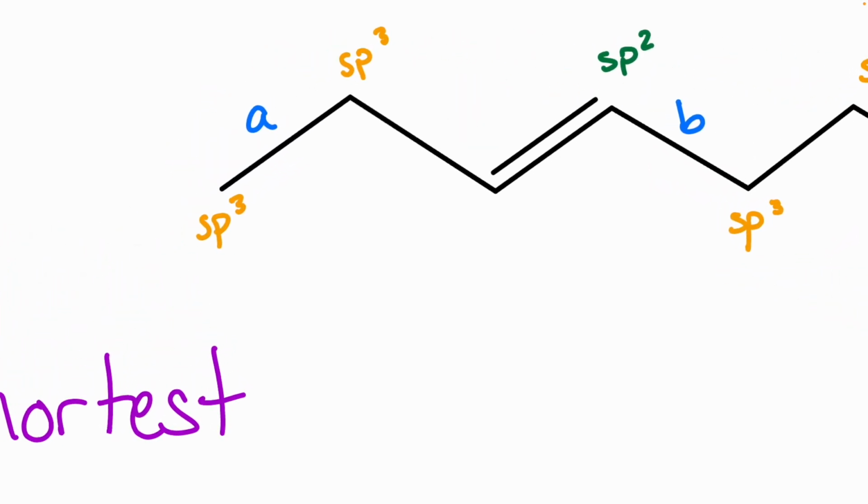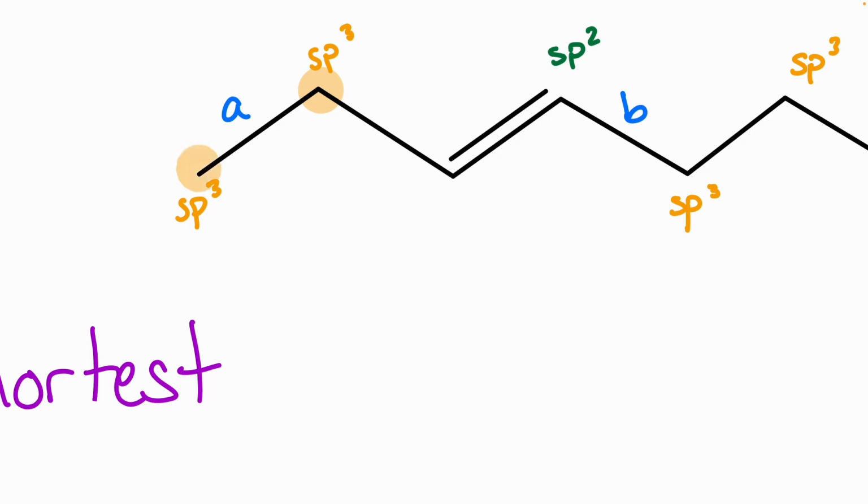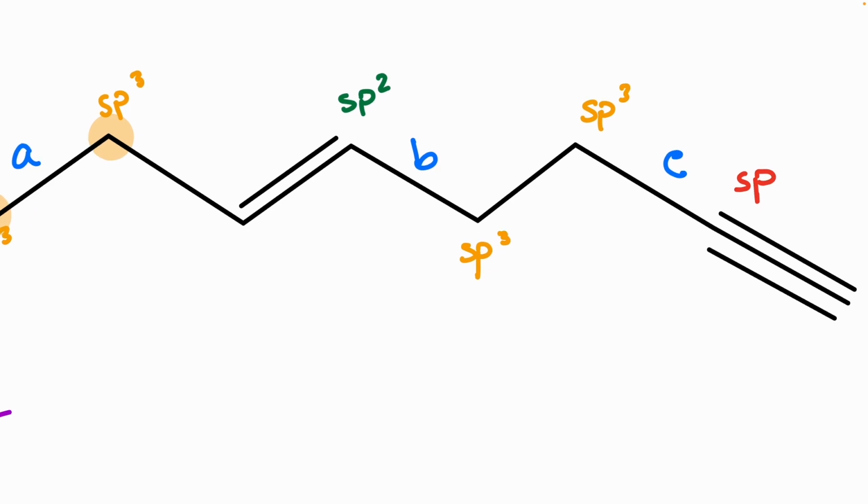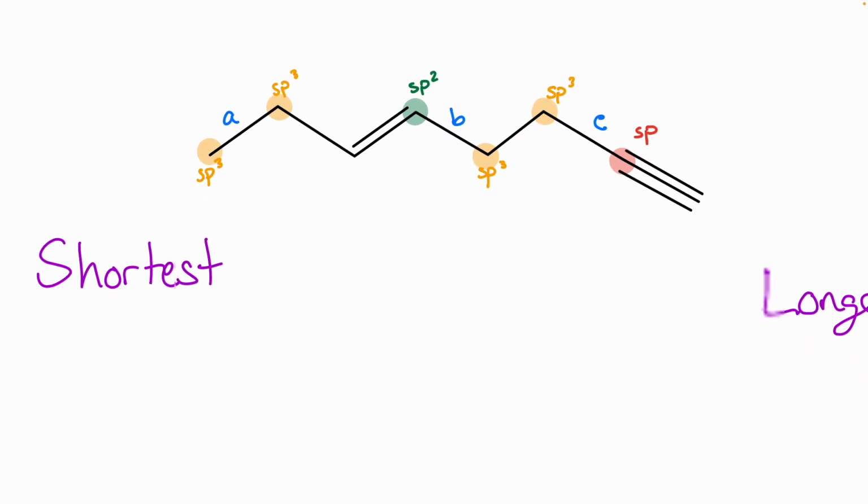Okay, so with our bond A here, this is formed by the overlap of two sp3 orbitals. Both of those carbons are sp3 hybridized. If we look at bond B, it's formed between one carbon that is sp3 hybridized, but the other one is sp2 hybridized. It's part of this double bond here. And if we look all the way over at bond C, it's a sigma bond between this sp3 orbital and this sp orbital. All right, so which one's going to be the shortest, A, B, or C? C, because of that short sp orbital.